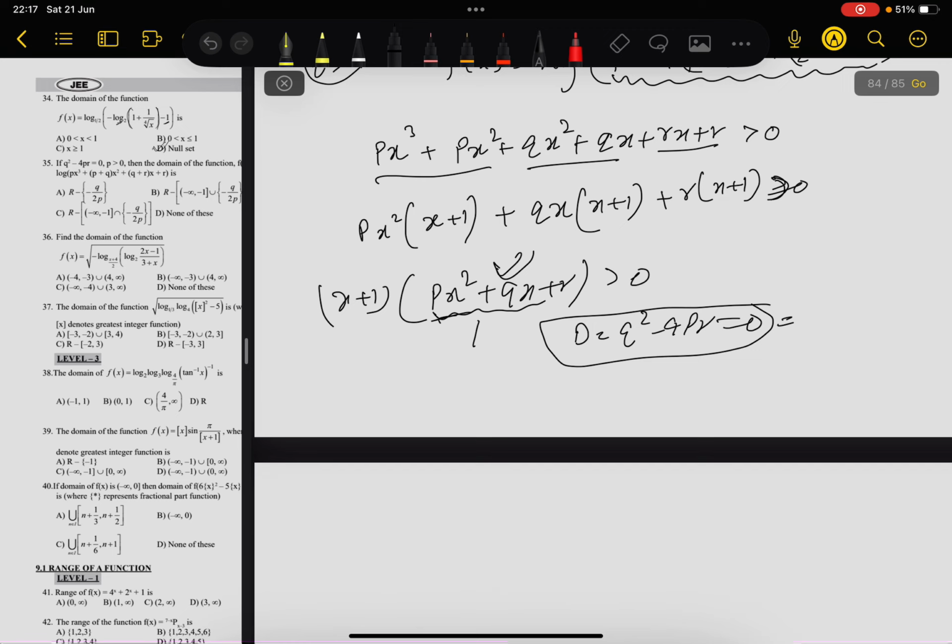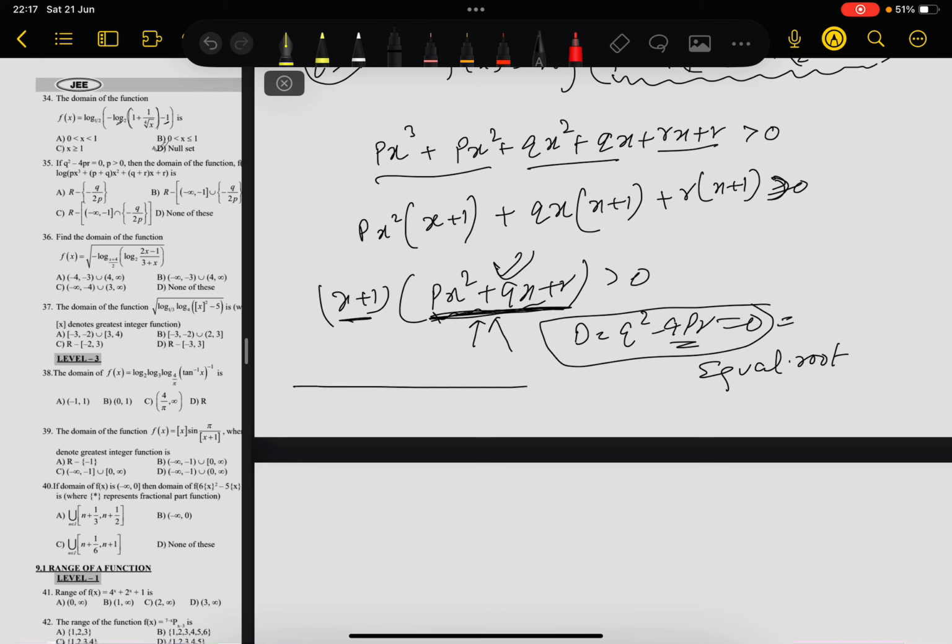If we put that root here, whatever root is there, by putting that root in the expression, this expression will become 0. That means that root is not acceptable. We cannot put that root in the expression, whatever root is there for this quadratic, because we have equal roots. Why? Because discriminant is equals to 0. So again we have this root also, right?